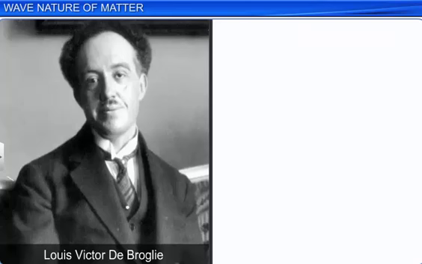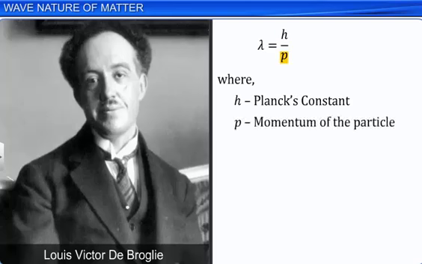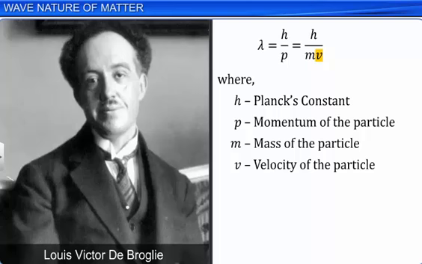De Broglie proposed that the wavelength lambda associated with the particle is equal to h divided by p, where h is the Planck's constant and p is the momentum of the particle. But p is equal to m multiplied by v, where m is the mass of the particle and v is the velocity of the particle. This equation is called the de Broglie equation, and lambda is called the de Broglie wavelength.